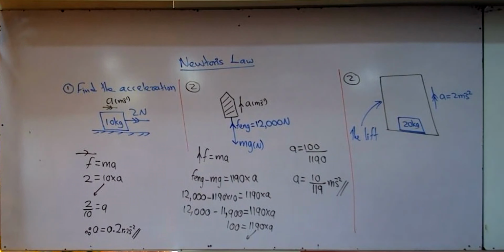Roman number 2. Draw the free body diagram of the metal box.